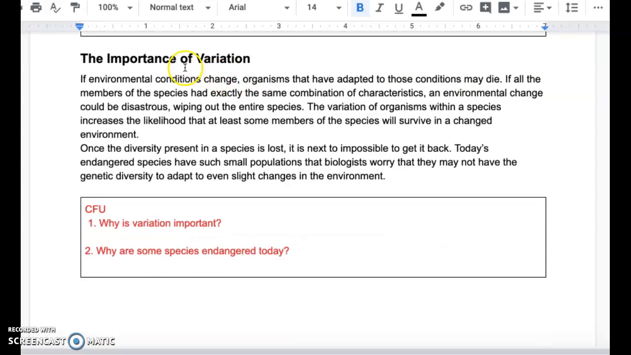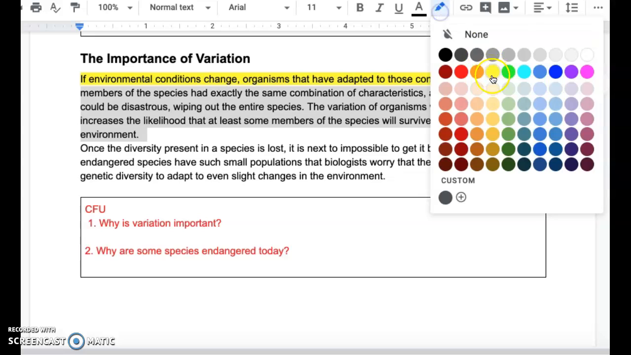The importance of variation. If environmental conditions change, organisms that have adapted to those conditions may die. Let's highlight that. If all the members of the species had exactly the same combinations of characteristics, an environmental change could be disastrous, wiping out the entire species. So the variation of organisms within a species increases the likelihood that at least some members of the species will survive in a changed environment. I'm just going to go ahead and highlight that whole paragraph.